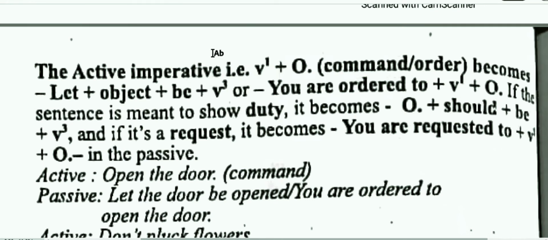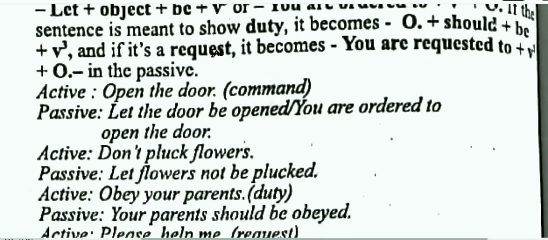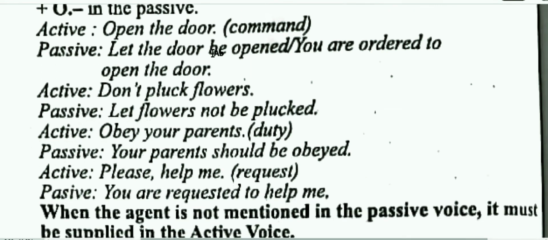Okay, so here are some examples. Let's go through the examples, and then we'll start the class. Okay, now see here. Active: Open the door. This is a command. So this time, let the door be opened. We use let, then the object the door, B plus B3, be opened, or you are ordered to open the door. If it is a command, then we change it in these two ways.